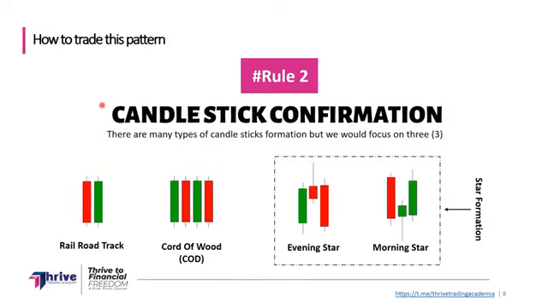Now, rule number 2 is candlestick confirmation. There are many types of candlestick formations, but we would focus on only 3. First of them is the railroad track. It just looks like 2 consecutive candles, almost equal. Sometimes they're equal, sometimes they are not, but you just see them standing out. They can act as a confluence. But note, candlestick formations can be used on their own. They don't need the M and W patterns. They don't need anything. On their own, they are a very good confluence to take a trade.